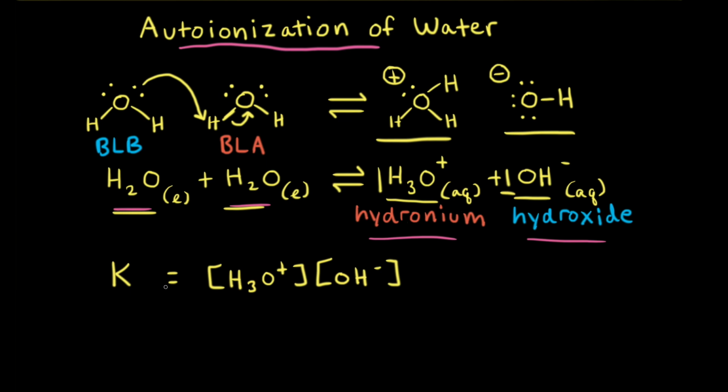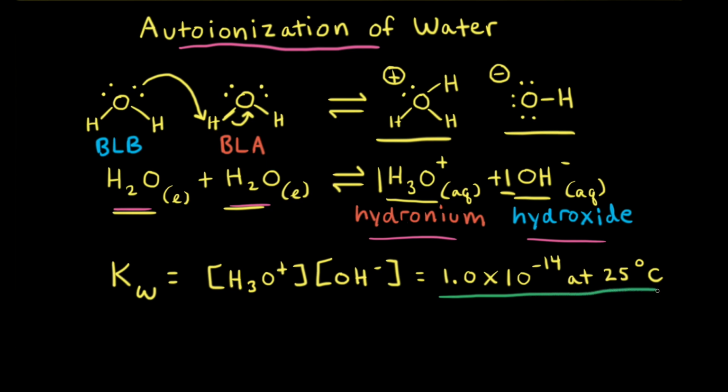Normally, we would write Kc, where the C stands for concentration for the equilibrium constant, since we're dealing with concentrations. However, this is a special equilibrium constant expression for the autoionization of water. So instead of writing Kc, we're going to write Kw, where W stands for water. Kw is equal to 1.0 times 10 to the negative 14th at 25 degrees Celsius.